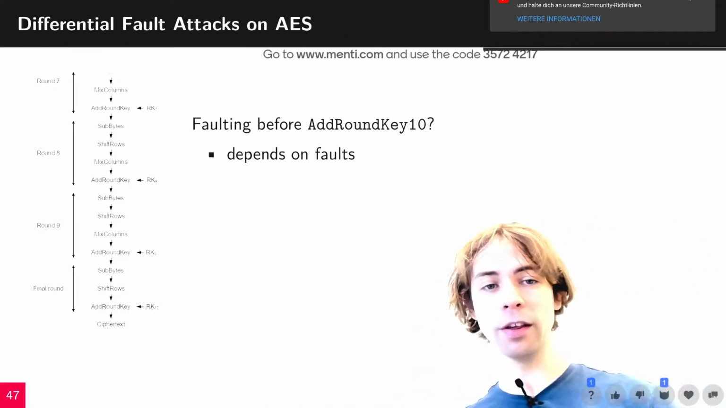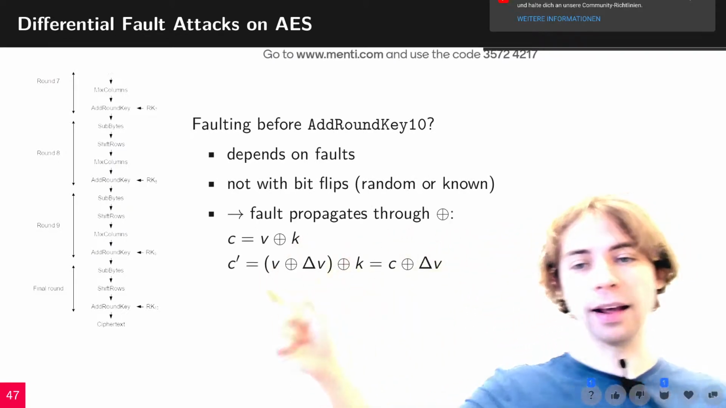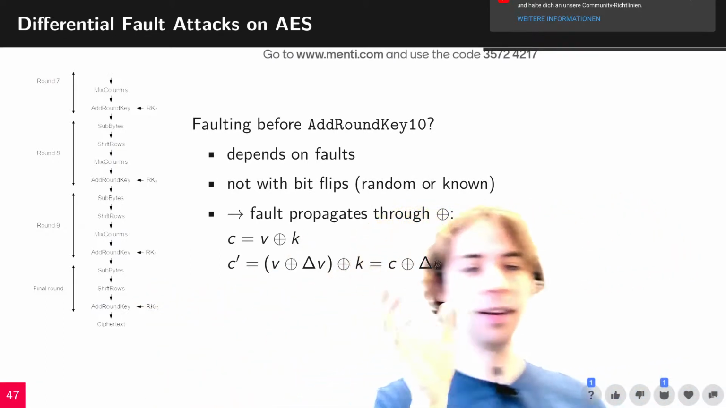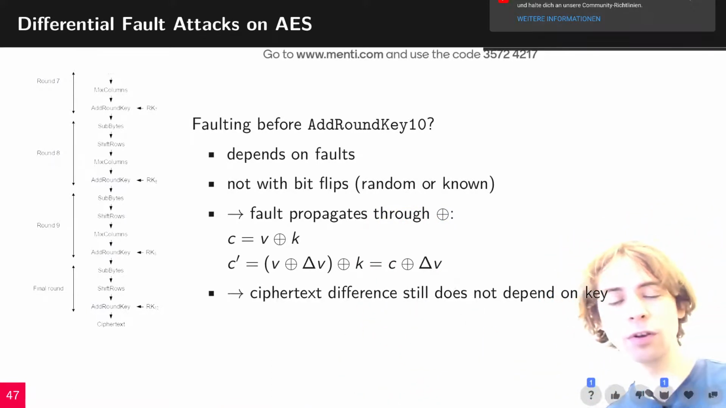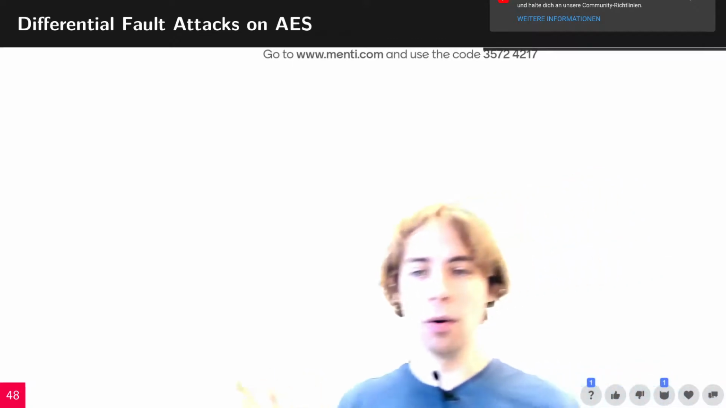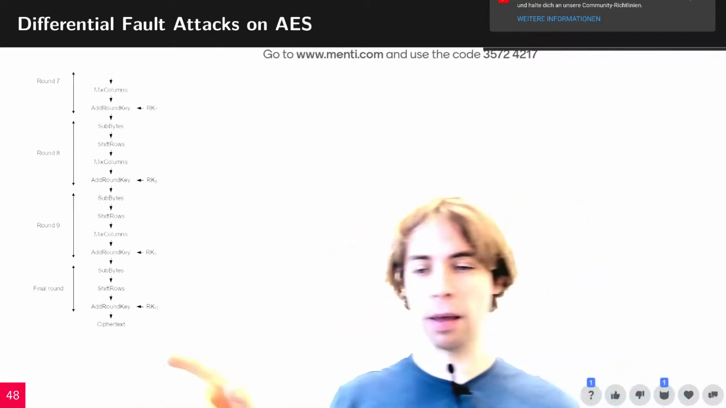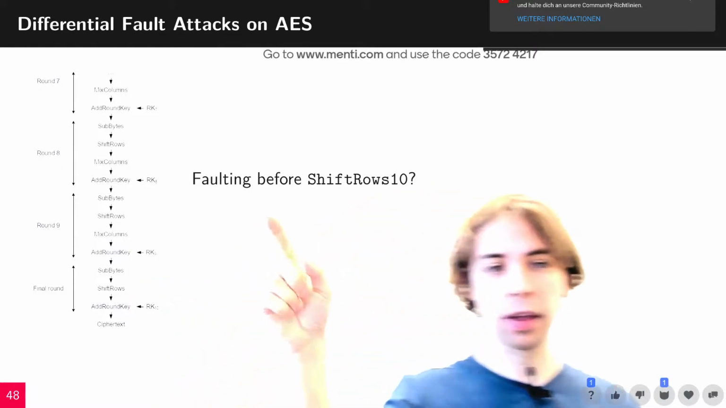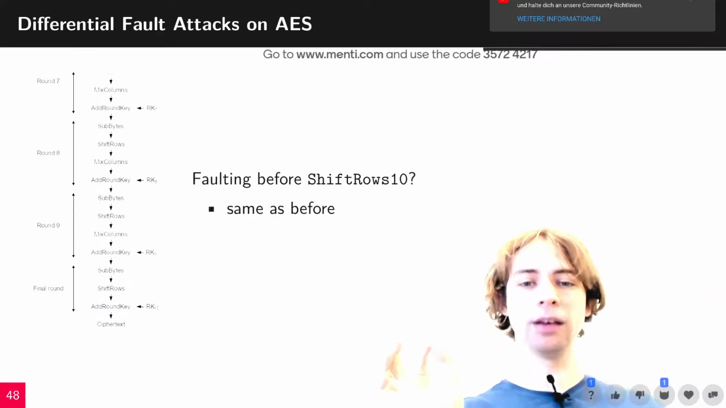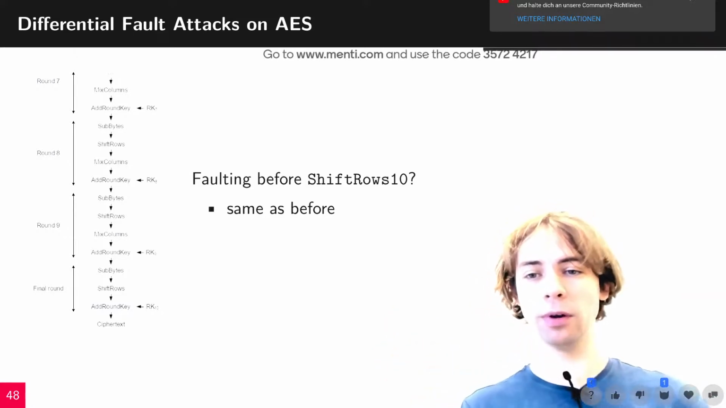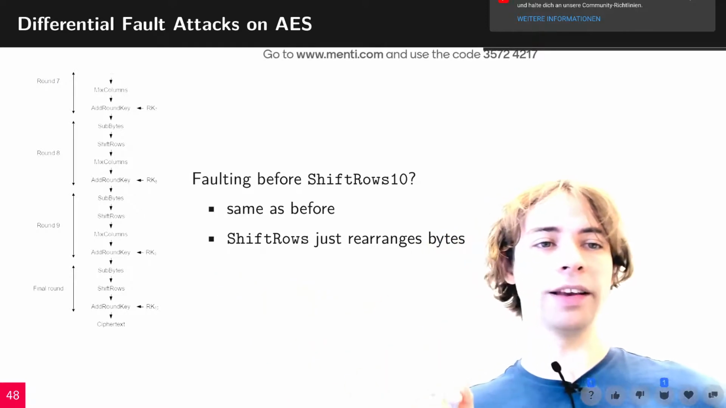And it doesn't work with bit flips, because the fault will just propagate through the XOR that happens here, and then the ciphertext difference still would not depend on the key. We want to flip at a point where the key makes a difference. So maybe before shift rows, same as before, this just propagates through, and a bit error in one bit will be exactly the same in the output again. It's as if we faulted the ciphertext. Shift rows just rearranges the bytes.